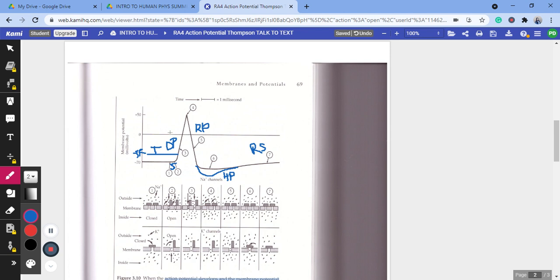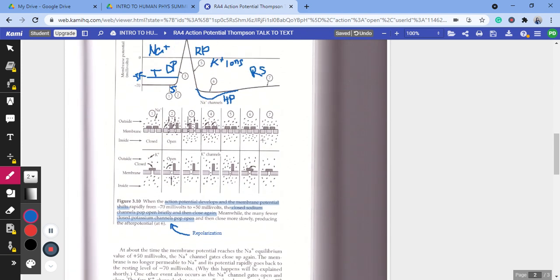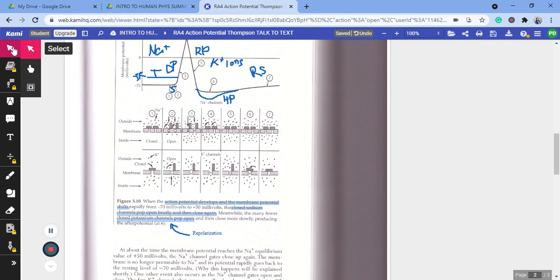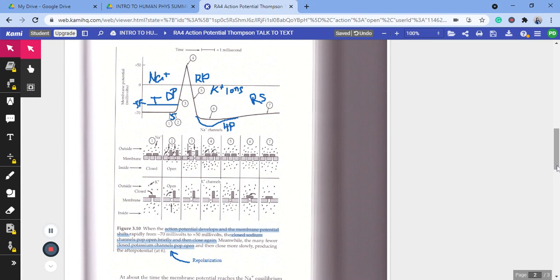So, as mentioned before, in the depolarization state, the Na or sodium ions come in, and during the repolarization state, the K ions come out. So this is what happens in the membrane.